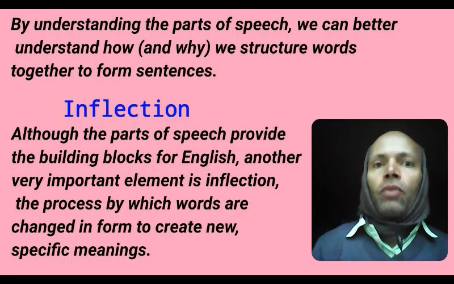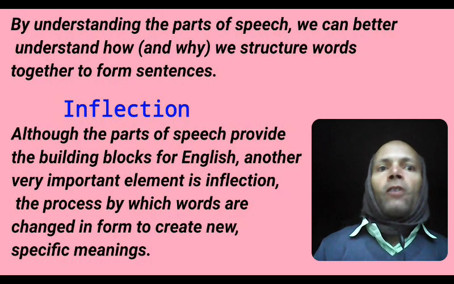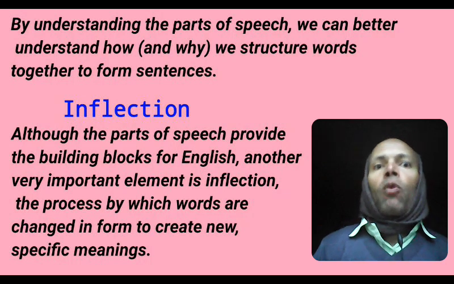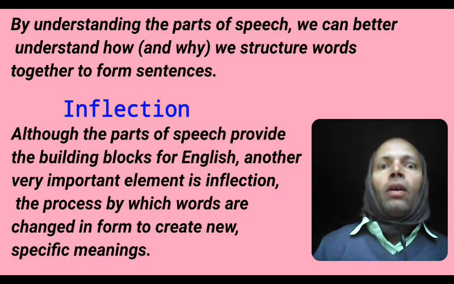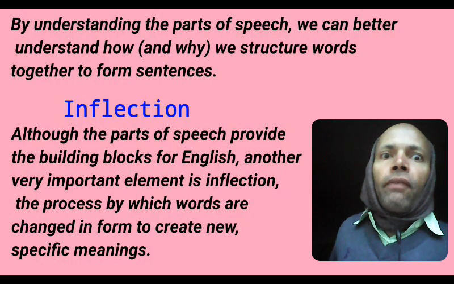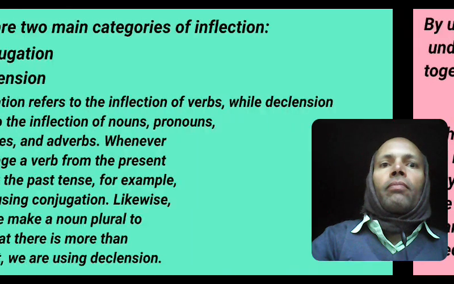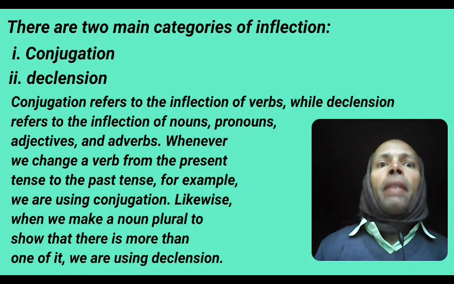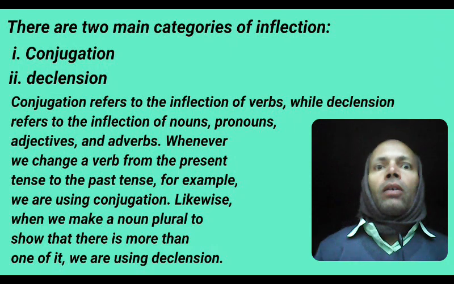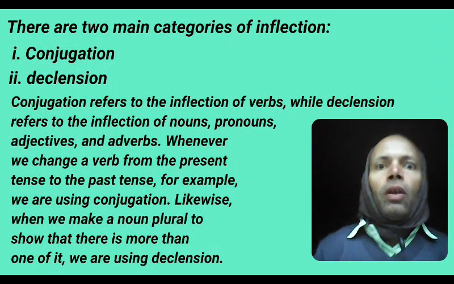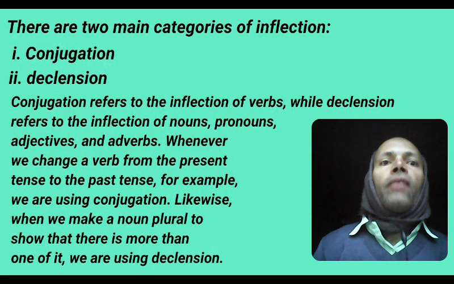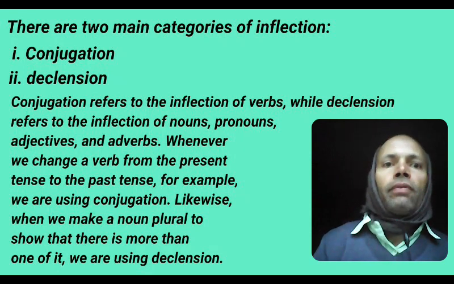Next is inflection. Although the parts of speech provide the building blocks for English, another very important element is inflection, the process by which words are changed in form to create new and specific meanings. There are two main categories of inflection: conjugation and declension. Conjugation refers to the inflection of verbs, while declension refers to the inflection of nouns, pronouns, adjectives, and adverbs.